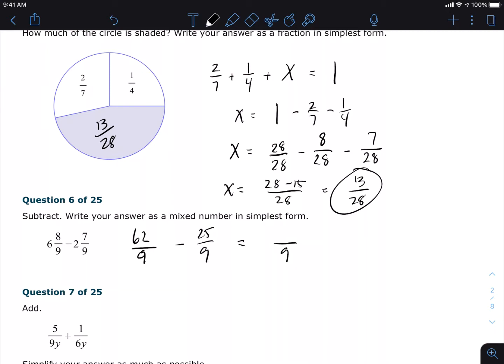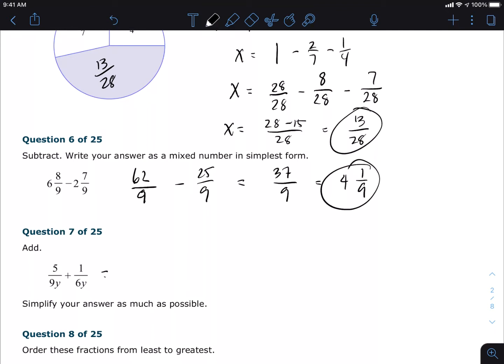And then what is 62 minus 25? 25 plus 12, 37. Is that right? And then when I convert that, it's going to be equal to 4 and 1/9. And Alex will ask you to have it in the simplest form as a mixed number, so make sure you make it a mixed number. All right, going on to the next one.